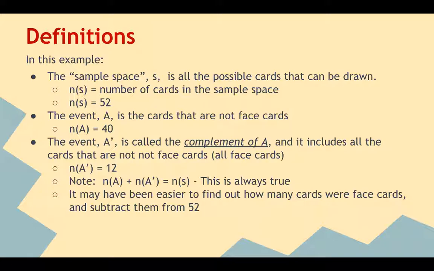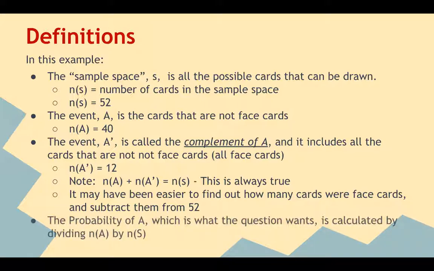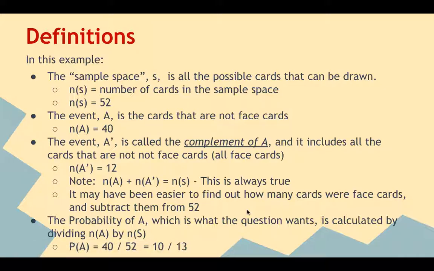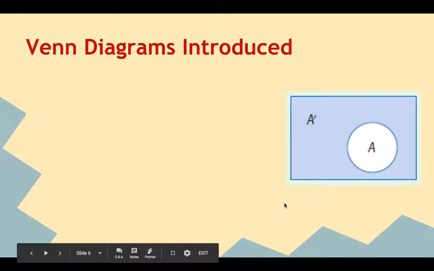And the reason why we do this is because it just might be easier to figure out the 12 than the 40. It depends on the question, but it might be easier just to say, okay, there's 12 cards I don't want. And in fact, that might be how you answered the question. And the probability of A is really what the question's asking for, it's just dividing the 40 by the 52, N of A by N of S. And so we get 10 out of 13.